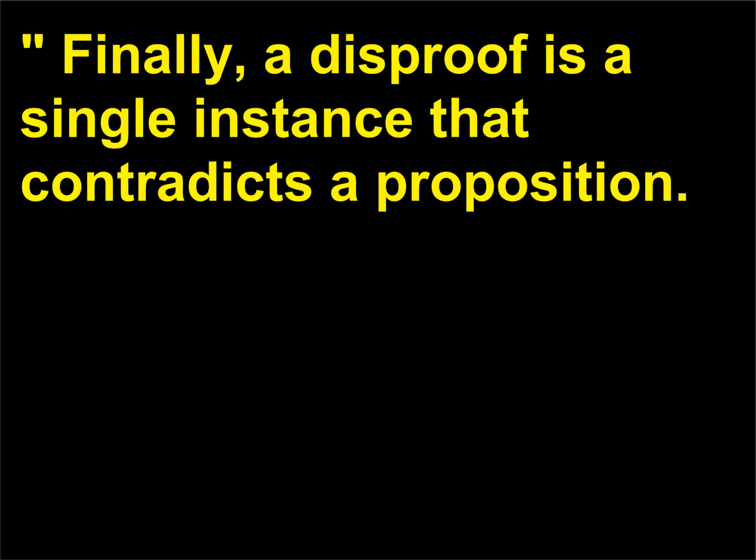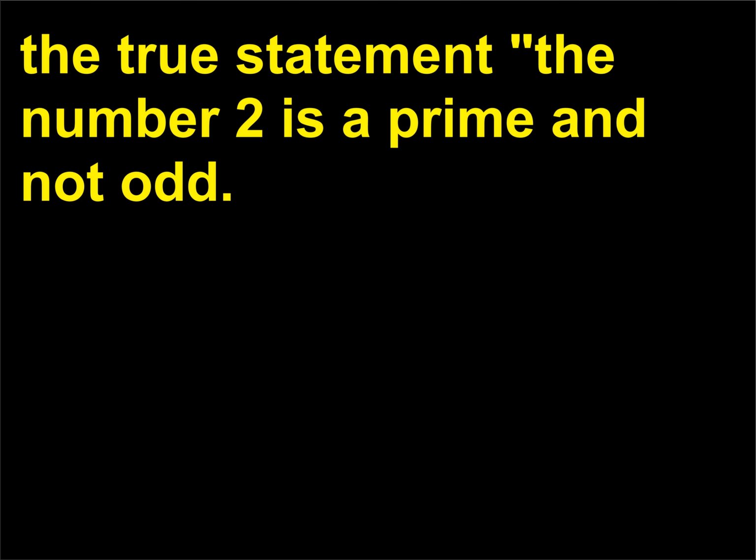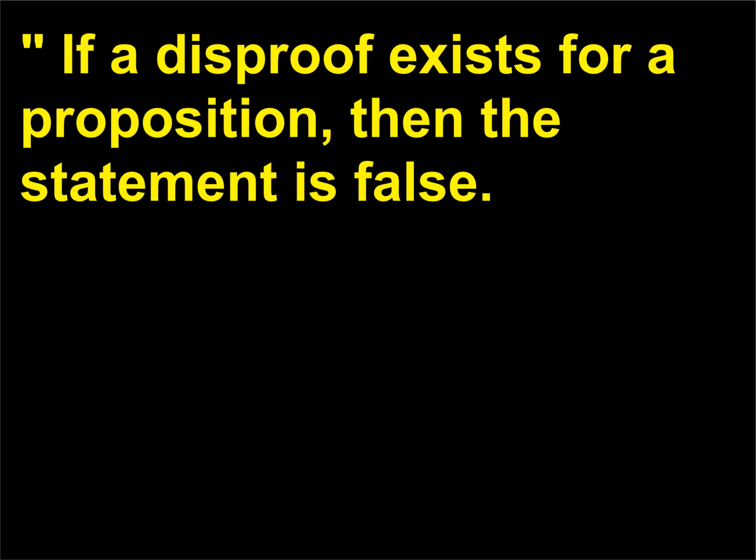Finally, a disproof is a single instance that contradicts a proposition. For example, the disproof of "all primes are odd" is the true statement that the number 2 is a prime and not odd. If a disproof exists for a proposition, then the statement is false.